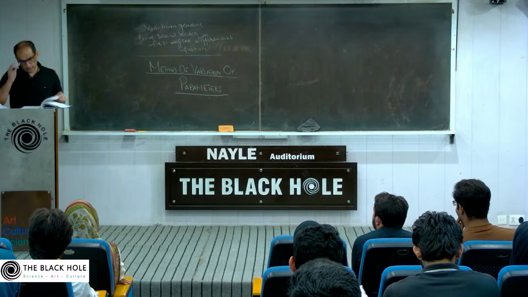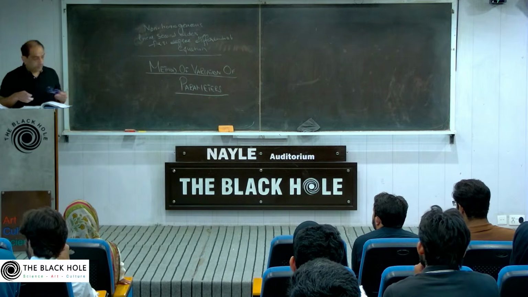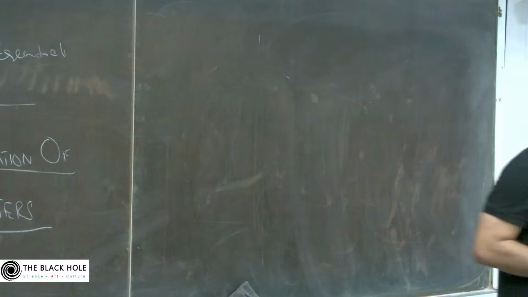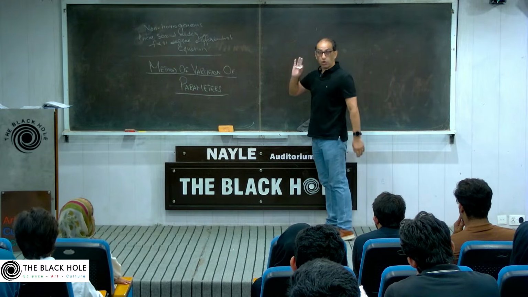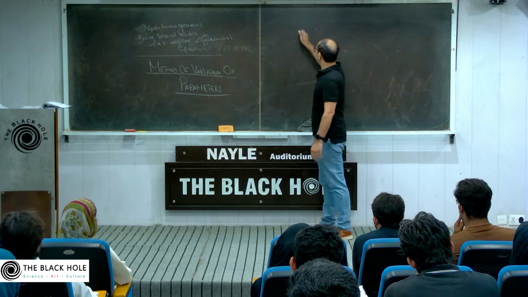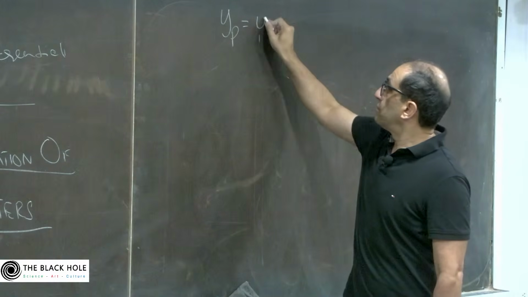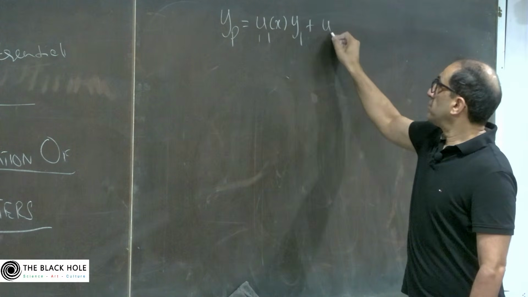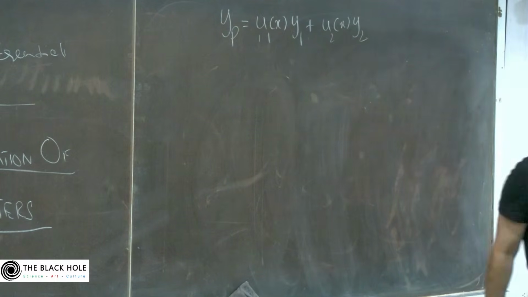Okay, here we go. Method of variation of parameters. Assuming that I know the solution of the associated homogeneous part, my task is to find now the particular solution. That is the task before me.